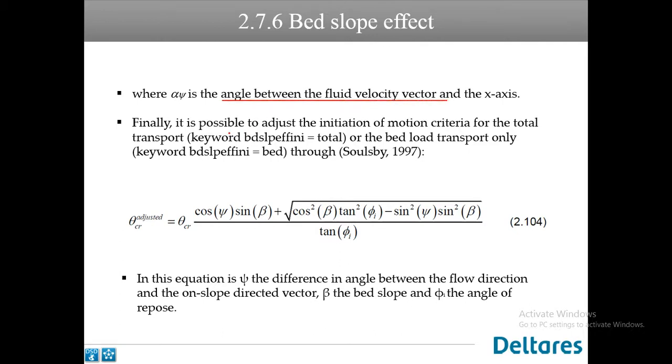Finally, it is also possible to adjust the initiation of motion for the total transport or the bed load transport. We can adjust through this theta critical. In this equation, there is the difference in angle between the flow direction and the up-slope directed vector. Beta is the bed slope. I forgot this. And then the angle of repose. This one is okay. No need to worry. Just choose the default value.